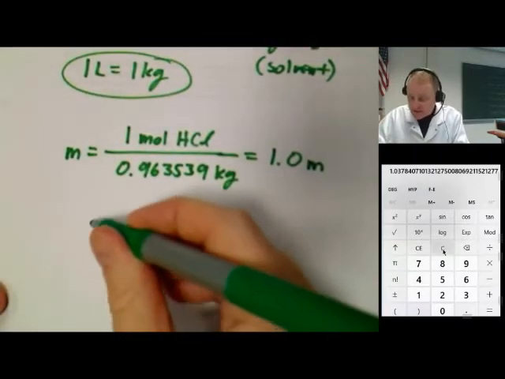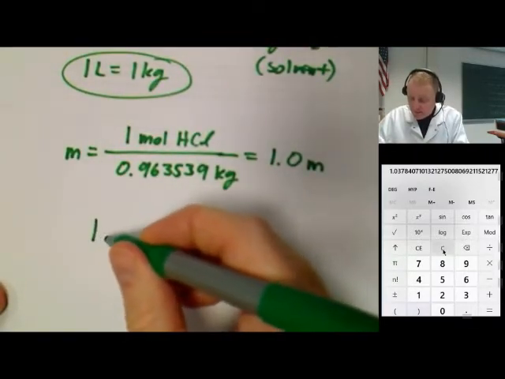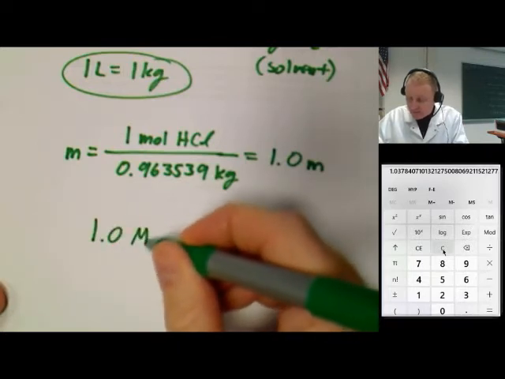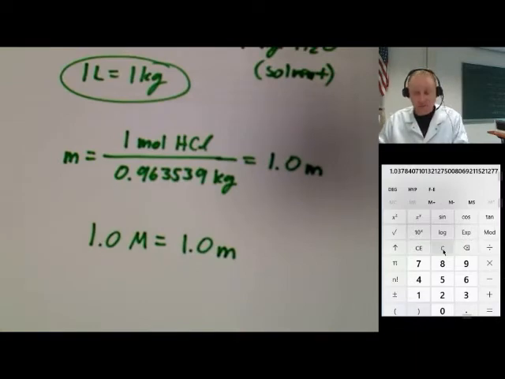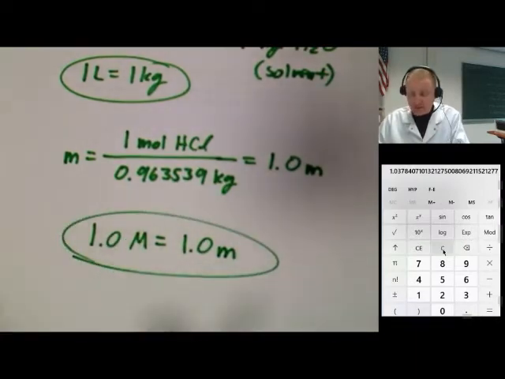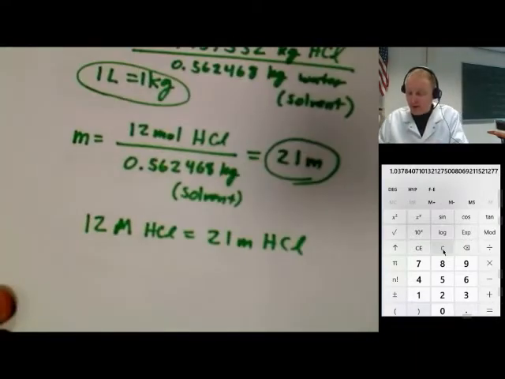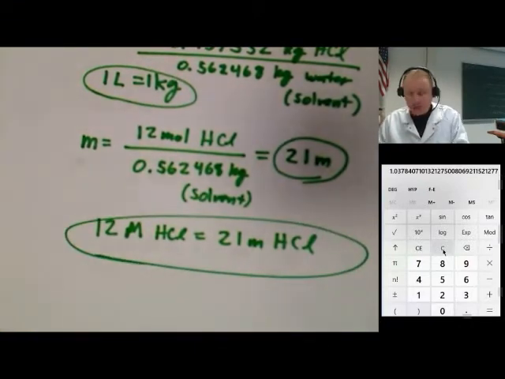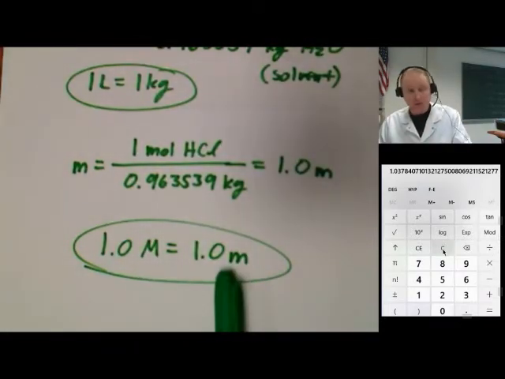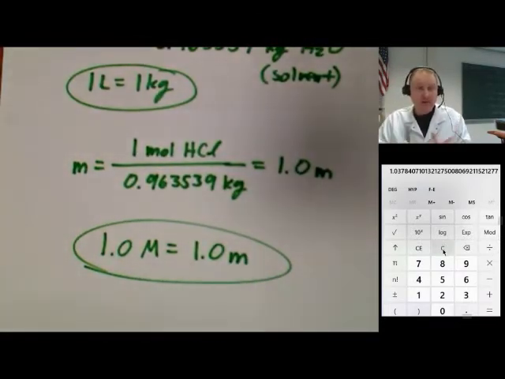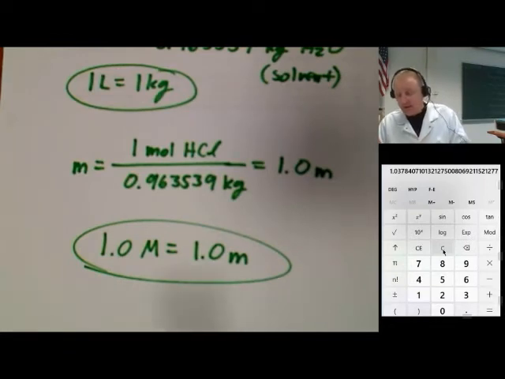All right, we did a lot of work, but let me show you the point of this here. We just said that 1.0 molar equals 1.0 molality. Check that out. It equals the same thing. But when we have a concentrated situation, 12 molar, that's more concentrated, it equals 21 molality. Where when it's only 1 molar, it equals 1 molality. And from the very beginning of this lesson, I told you that if it's dilute, the molarity and the molality are the same thing. Why?